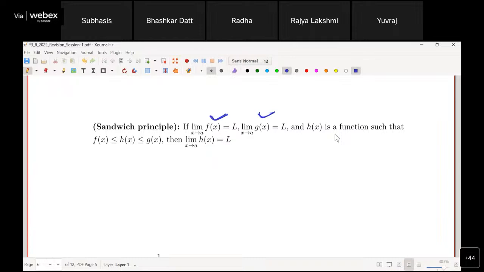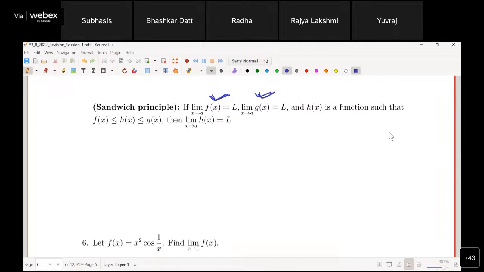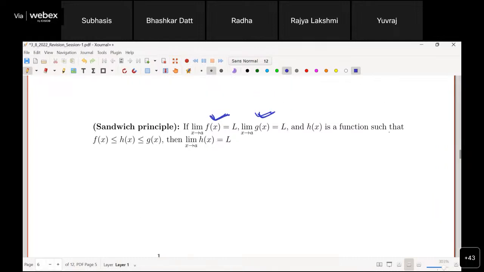Yes. So suppose I have two functions f of x and g of x, and I know that when x tends towards a, the limit of both the functions is precisely L. So if somehow I know there exists one more function h of x, which is in between g of x and f of x, right?